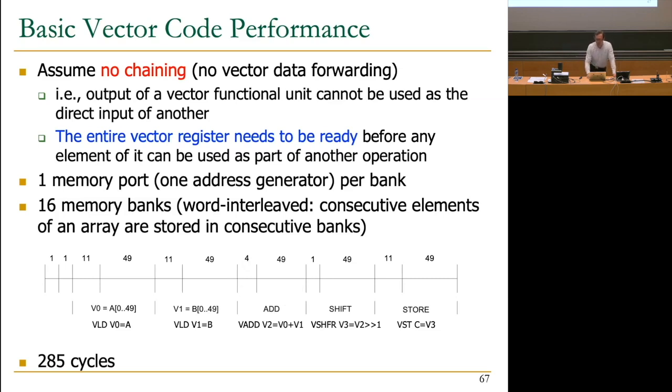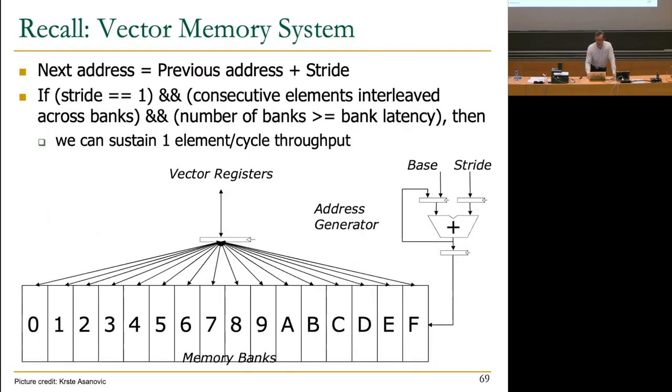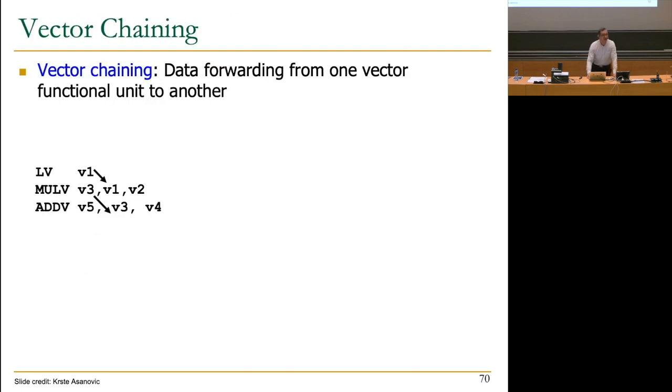We don't have to do that. We can basically forward this result to the shift unit. And again, similarly, we can start the store right after the first element. Basically, we can do element-wise forwarding of results. And that's what we're going to do. That's the idea of vector chaining. It's the fancy word for data forwarding. We're going to forward data from one vector function unit to another.